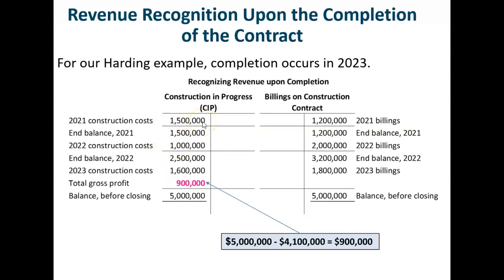$1,500,000 of construction costs in 2021, plus 2022, $1 million of construction costs, plus 2023, $1,600,000 of construction costs. If we had a total right here, that would be total construction costs over the life of the contract, $4,100,000.